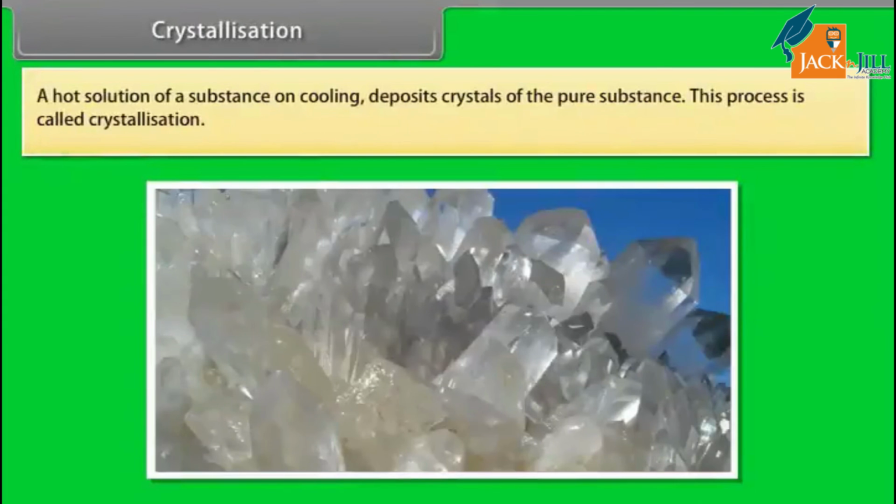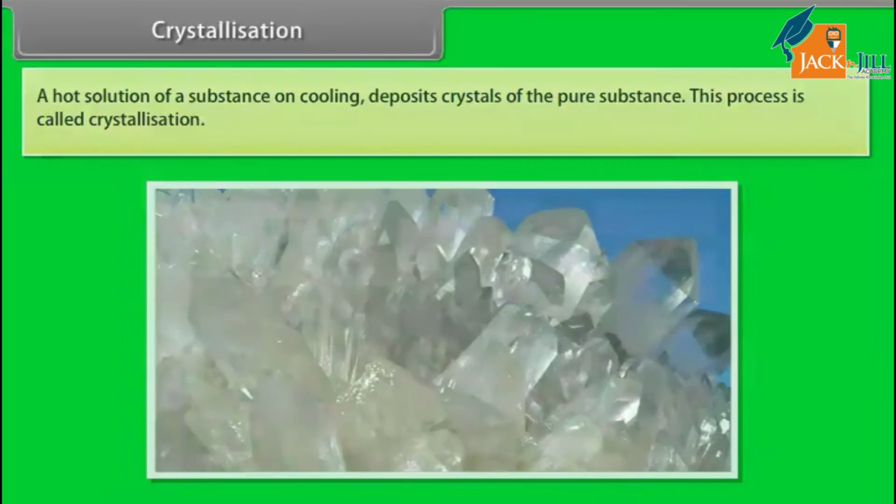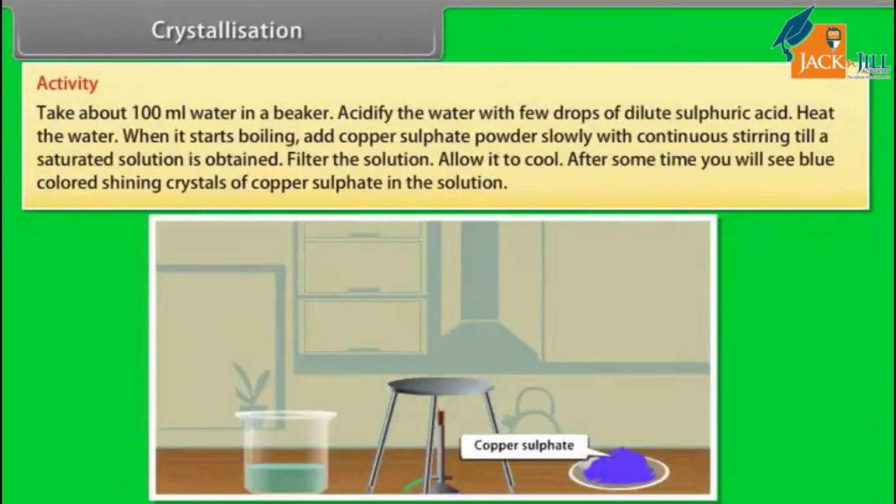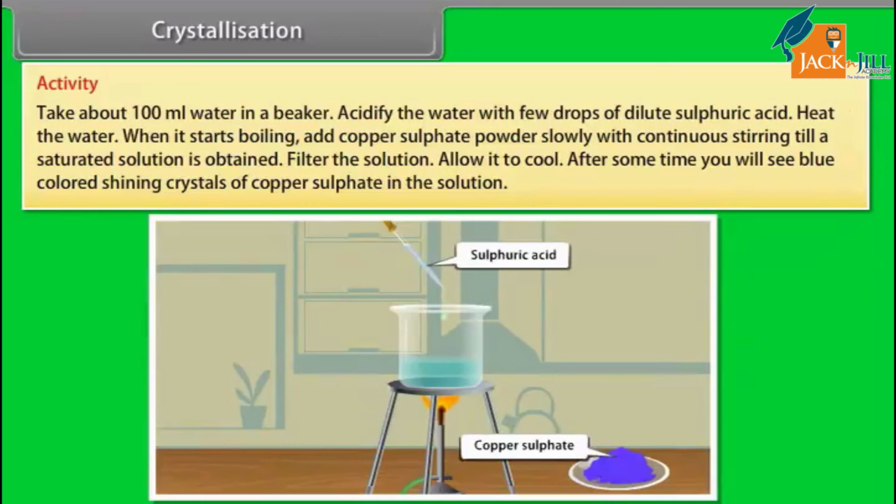Crystallization. A hot solution of a substance on cooling deposits crystals of the pure substance. This process is called crystallization. Activity. Take about 100 milliliters of water in a beaker. Acidify the water with a few drops of dilute sulfuric acid.